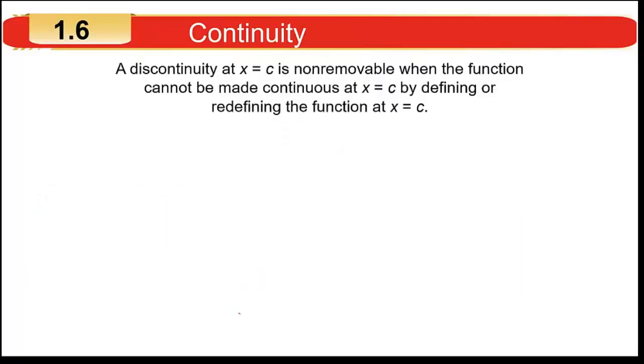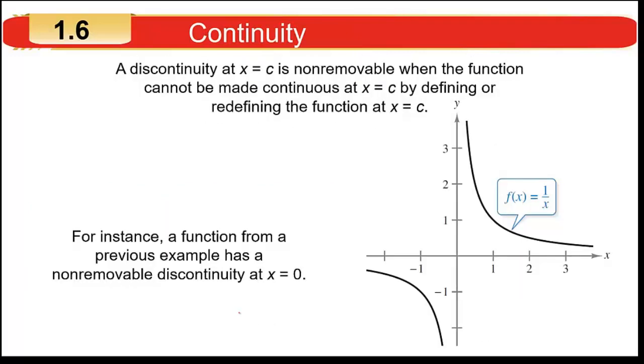What about the non-removable type? The prototypical example of a non-removable discontinuity is a vertical asymptote, and you've done those before, the functions that have vertical asymptotes. f of x equals 1 over x is a perfect example of that. You can see that there's a vertical asymptote at x equals 0, and you cannot fill in a hole and get rid of that discontinuity. We call that a non-removable discontinuity. In this case, the discontinuity is at the vertical asymptote, which is x equals 0.